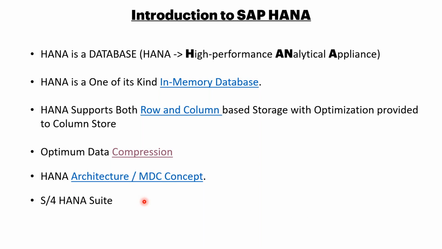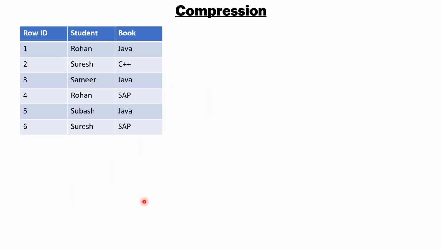The other important aspect of HANA database is the compression mechanism. As I told, the database, the bookshelf and the rack, it is compressed to a very exponential level. So let's look at what compression actually is. Compression is not unique to HANA. It has been there for all the databases, but when we combine the column store optimization with compression, it gives drastically better results. So let's look at compression.